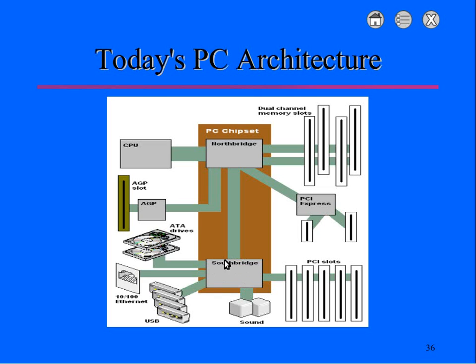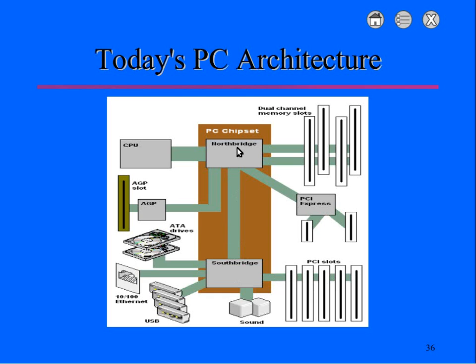bridge's job is to talk to slower devices such as the hard drive, and some of the input and output ports like USB or the Ethernet port, which is relatively slower compared to the memory, for example. And another thing that it would communicate with would be older style PCI slots.